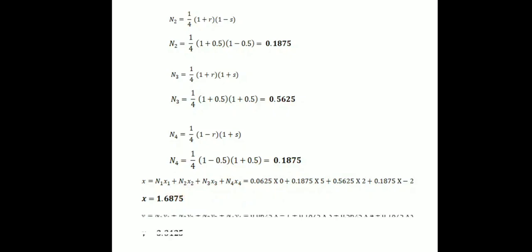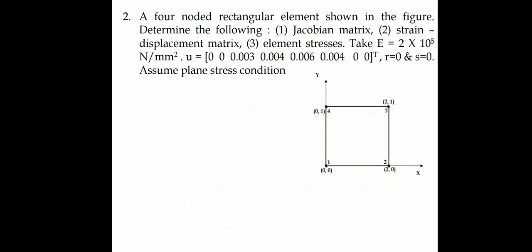That is x equal to N1 x1 plus N2 x2 plus N3 x3 plus N4 x4, and substituting the values x will become 1.6875 units. Similarly we can find y, and substituting the values of N1 y1, N2 y2, N3 y3, N4 y4 we will get y equal to 3.3125 units. These are the Cartesian coordinates for r and s given as 0.5 and 0.5.